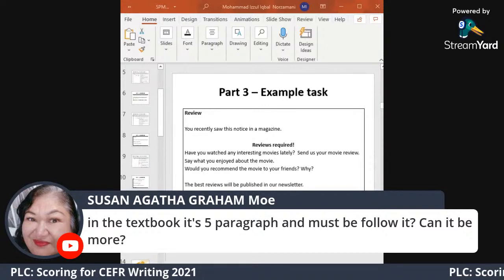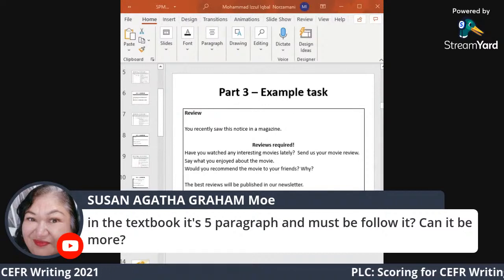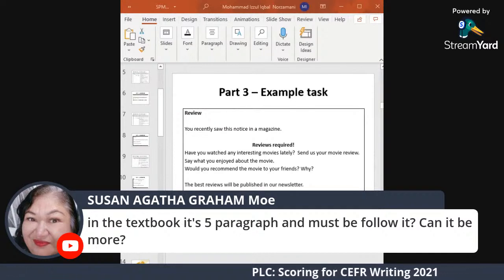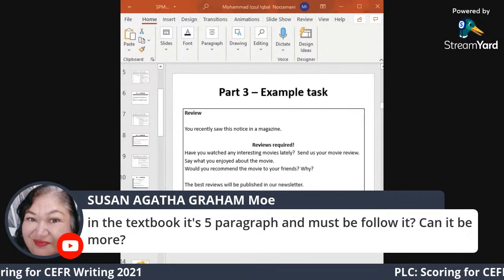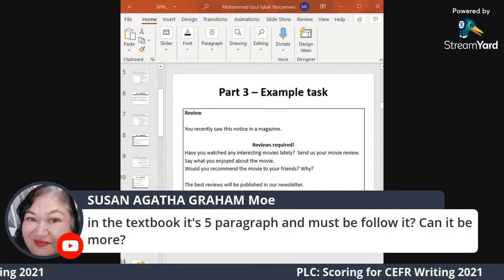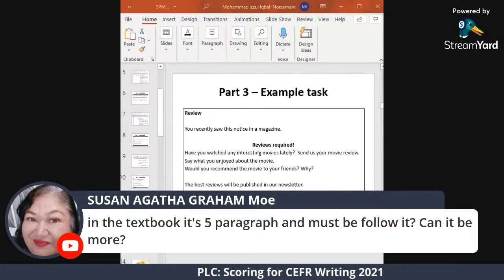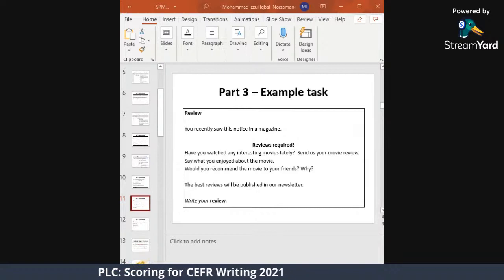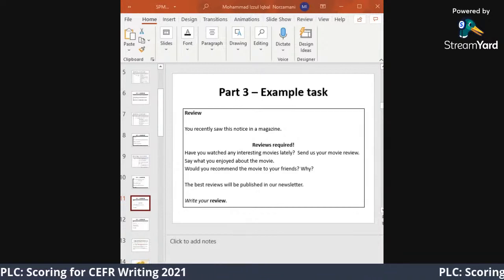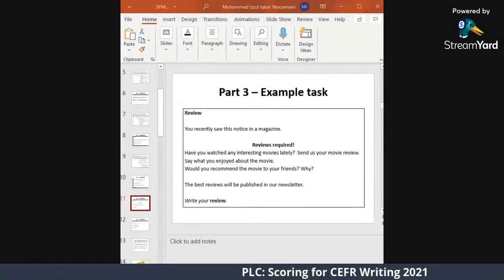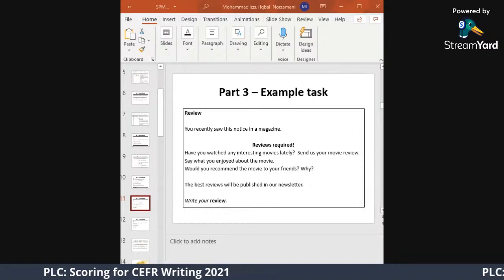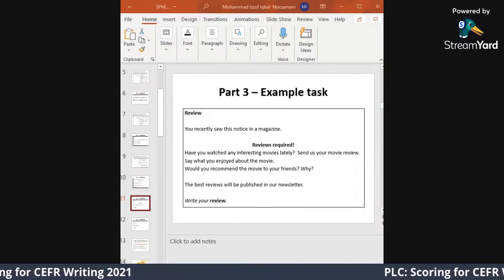In the textbook, it's 5 paragraphs, and must it be? Actually, paragraphing does not carry extra marks. If they have organized each paragraph with linkers and cohesive devices, it should be okay. But the minimum should be about 4 or 5. If they need an extra paragraph to explain or to give supporting details, it's fine. Okay, but don't limit them. Don't say you must write 5 paragraphs and not go more. They can write more if they wish to.